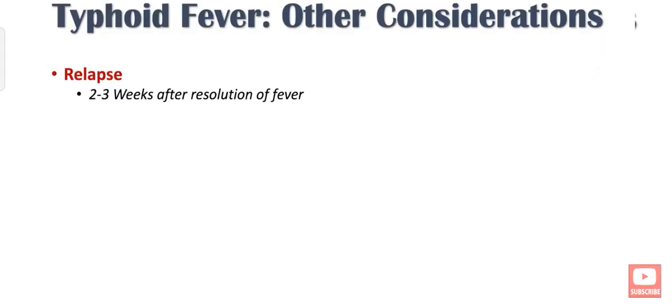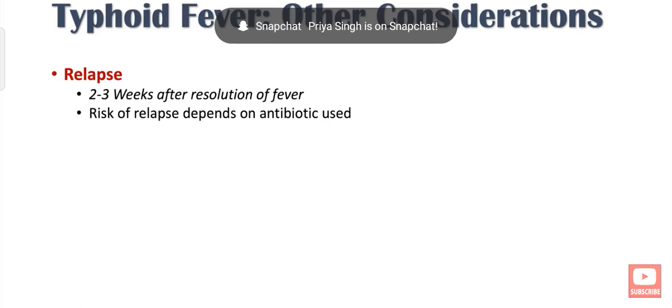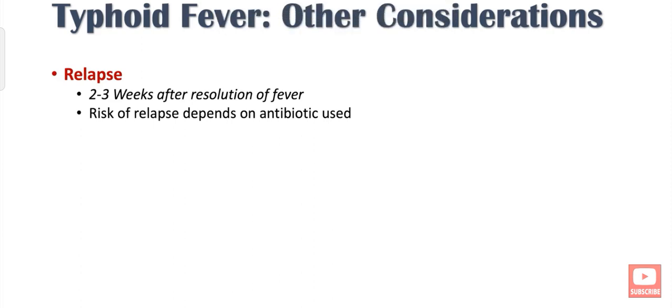Another consideration is what we call relapse. A state of relapse generally occurs 2 to 3 weeks after resolution of the fever. So what happens is the symptoms of typhoid fever come back after about 2 to 3 weeks after having a resolution of the fever. So this is what we call relapse. And this risk of relapse generally depends on the antibiotic that you used. And again, with the local resistance patterns, you're going to want to keep an eye on which antibiotic to use, depending on the resistance patterns in that area.